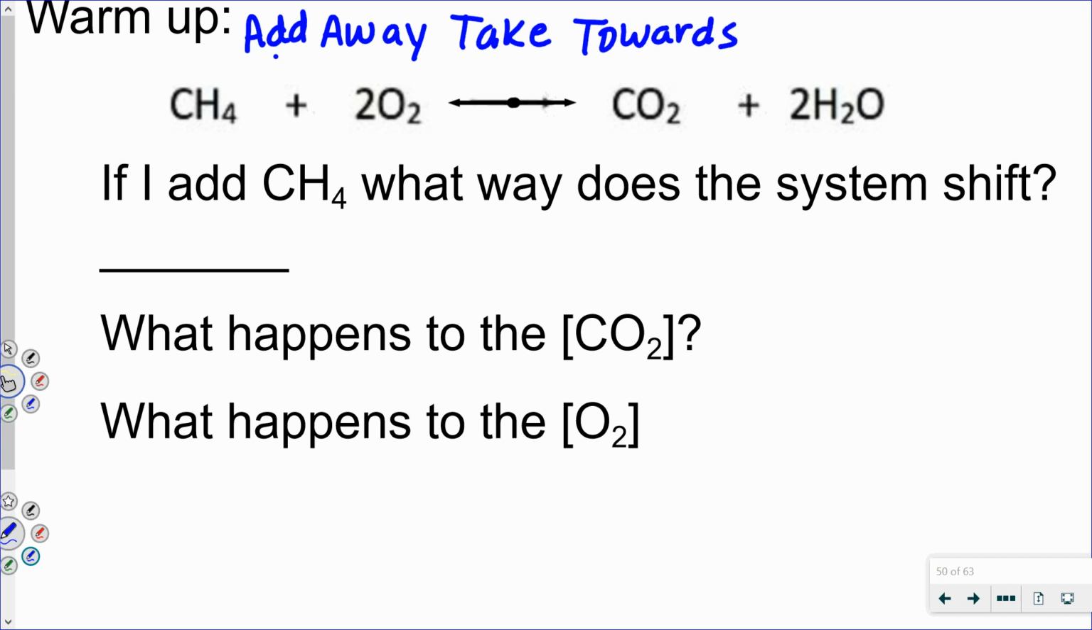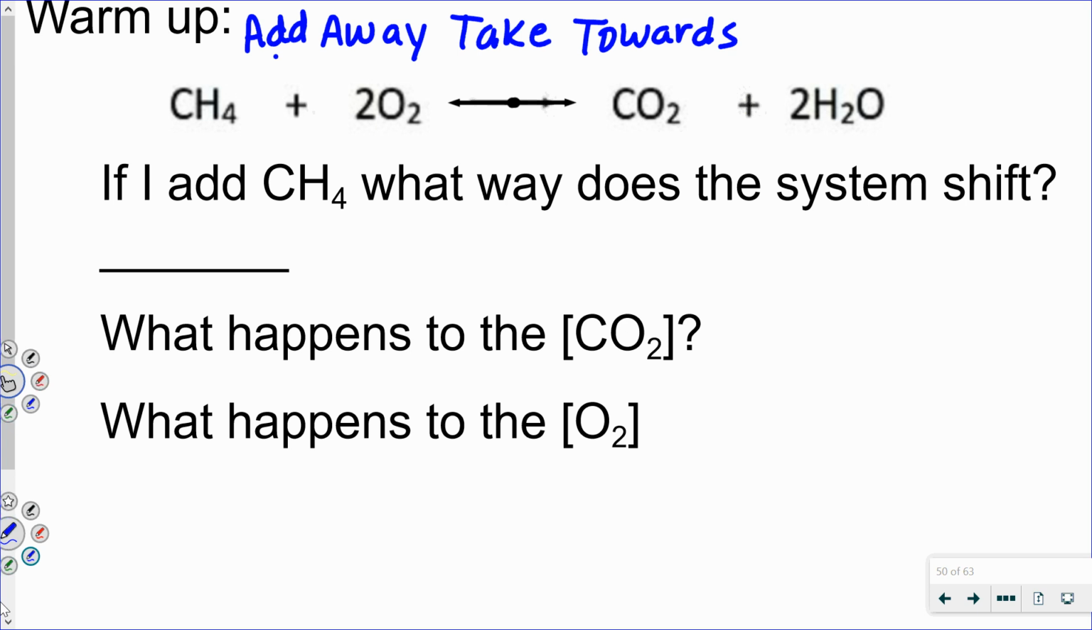So I wanted to do the warm-up problem using this reaction. You've got CH4 plus 2O2 with a double-sided arrow yielding carbon dioxide and 2 moles of water. And it says, if I add CH4, which way does the system shift? Does it shift left or does it shift right?